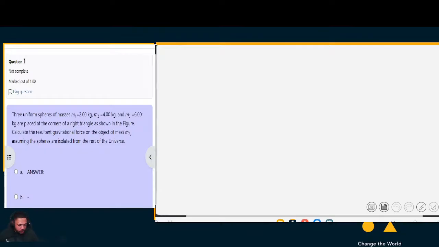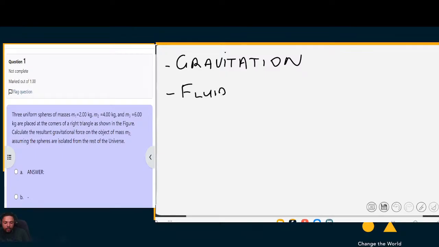Today we'll be reviewing the law of universal gravitation and some fluid mechanics. Now, what do you need to know about gravity, first of all? When we get to the fluid mechanics section, I will review some things that you need to know regarding fluid mechanics.